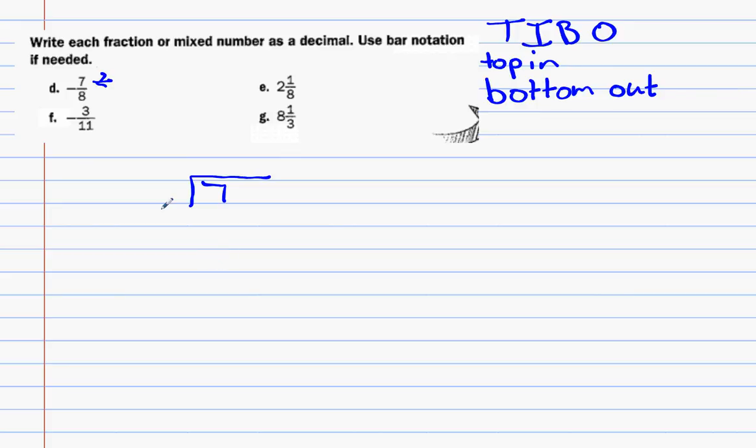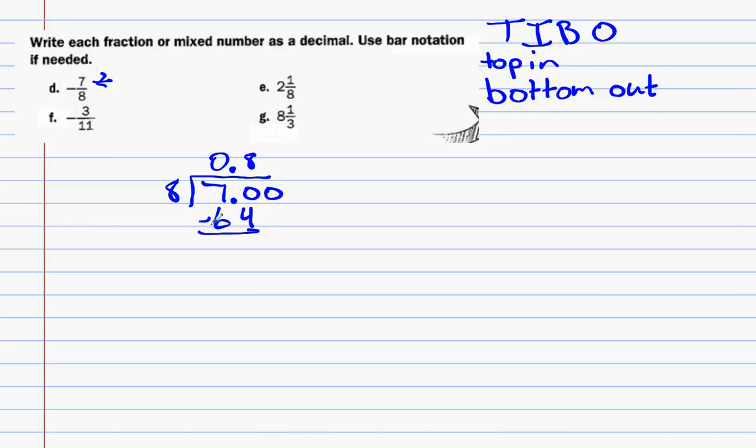The bottom number goes outside. So how many times can 8 go into 7? Well, this is a proper fraction, so that answer is always going to be 0. So what do we do? We add a decimal, and we add a couple zeros. So we say, how many times can 8 go into 70? Well, I know 8 times 8 is 64, so this has to be 8. This gives us 64 here.